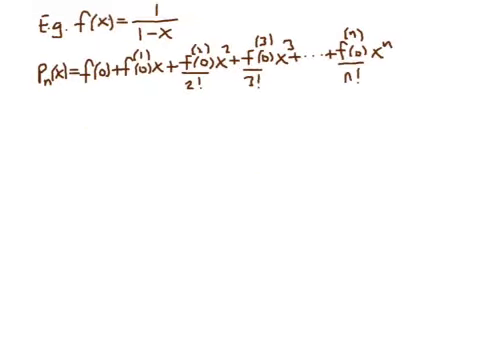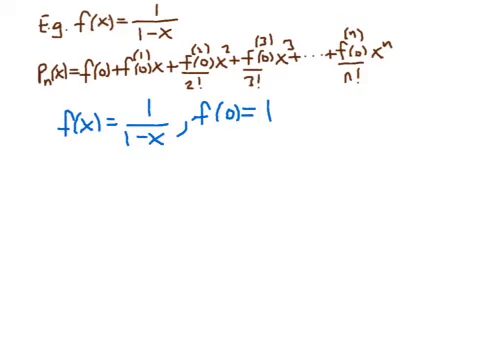So I've written out here again our Maclaurin formula, and we want now to use it to calculate the Maclaurin polynomial for the function 1 over 1 minus x. So our function f of x is 1 over 1 minus x, and that means our function evaluated at 0 is 1 divided by 1, which is of course just 1.